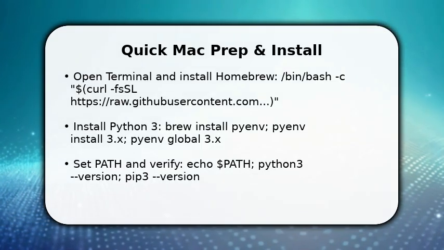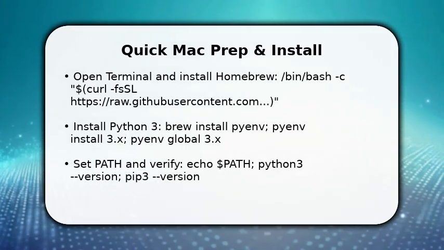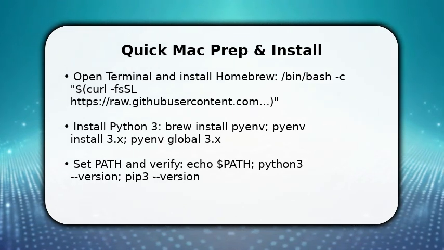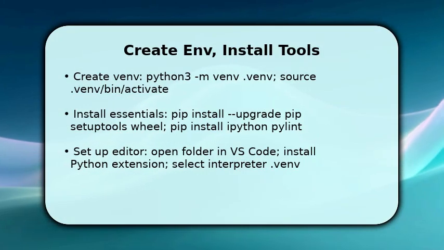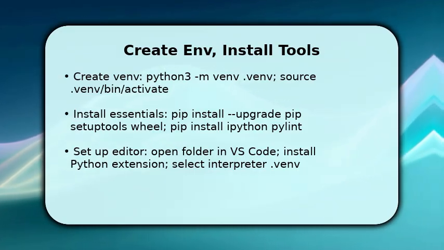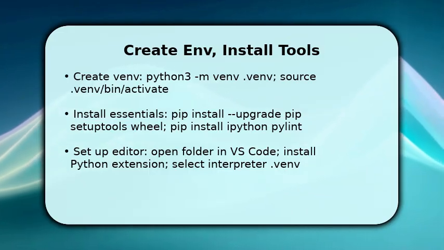That confirms the environment. After verification, create a new project folder and keep Terminal focused there so every next command runs in the right place. You now build an isolated workspace to avoid package conflicts. Create and activate a virtual environment with python3 -m venv venv and source it. This ensures pip installs to the project only.